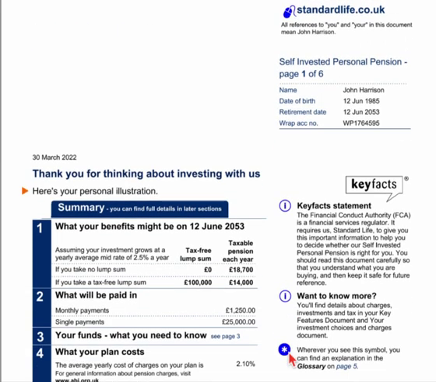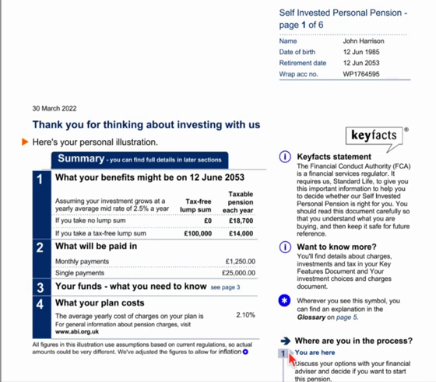On the front page of the illustration, there are just some summary highlights. The first bit is what your benefits could be in June 2053, and this shows two figures. One is a figure where you have taken no tax-free cash, which is £18,700 per year, and the other is where you've taken tax-free cash of £100,000 and you're going to get a pension of £14,000 per year.